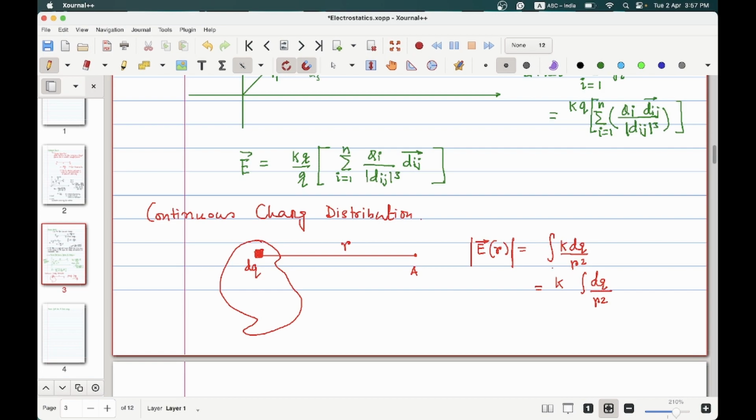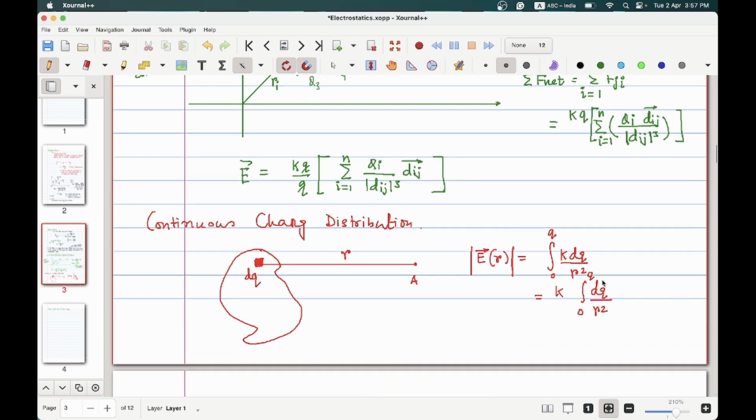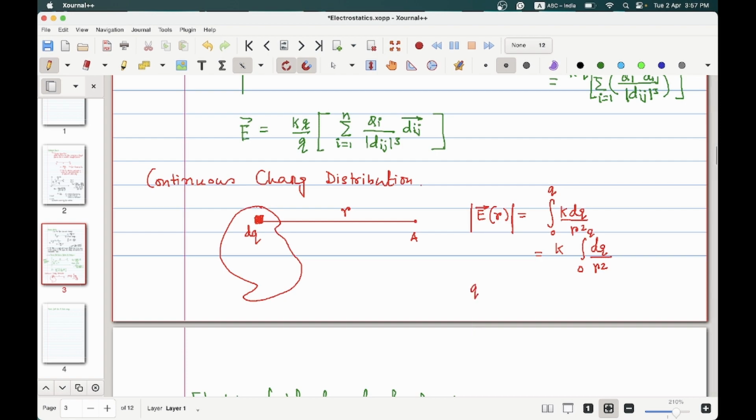Here q is a function of r, of course. So this integral should run from 0 to q, where q will be a function of r.